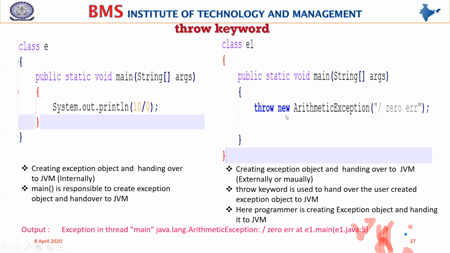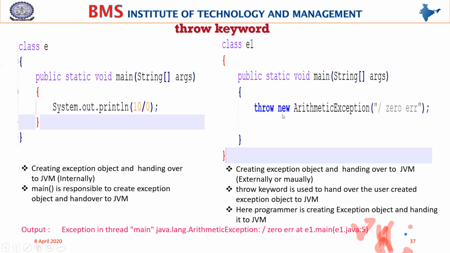What I'm trying to do here is create an object. What type of object? An arithmetic exception object. Basically, ArithmeticException is an inbuilt class available in Java. It has two types of constructors it can take: one is a parameterized, one-argument constructor, and the other is a no-argument constructor.